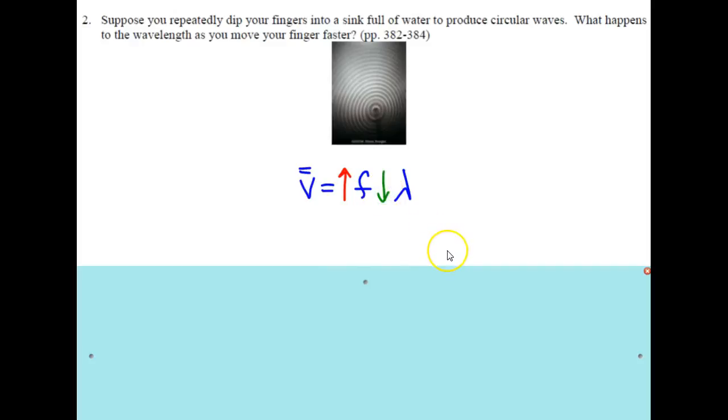And of course, we get that the wavelength must decrease proportionally by how much the frequency increases. So, for example, if the frequency of the waves being produced were to double, the wavelength would have to halve in order to cancel out and have the product of the frequency and the wavelength remain constant.